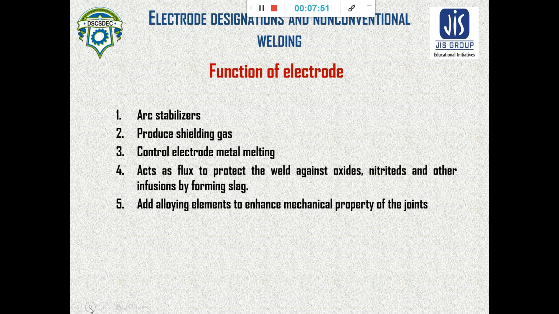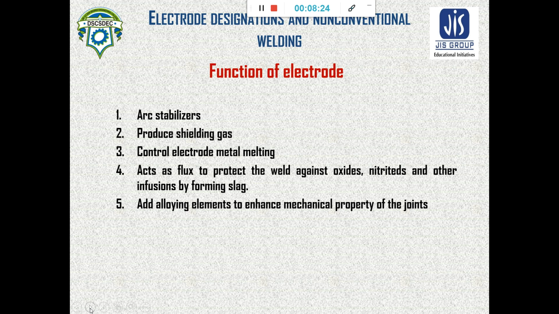And the fifth function of the electrode is to add alloying elements to the weld joint, which enhance the mechanical property of the joint. So alloying elements are also given to the joint by using the electrode. These are the functions of the electrode, and the designation of the electrode we have already discussed.